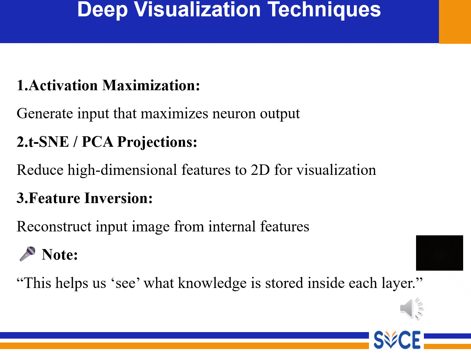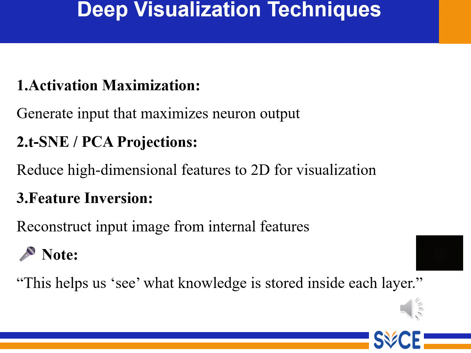Now some of the main methods here are: first one, activation maximization. Second one, PCA projections. Third one, feature inversion. So activation maximization means we generate an image that most excites a specific neuron. For example, a neuron that detects an eye will make the output look like a cluster of eyes.